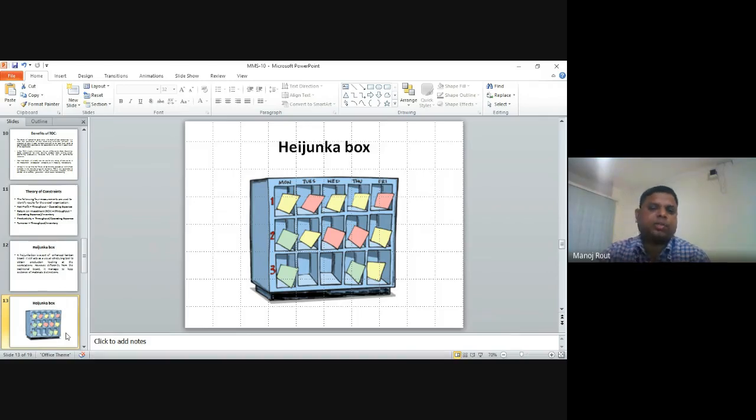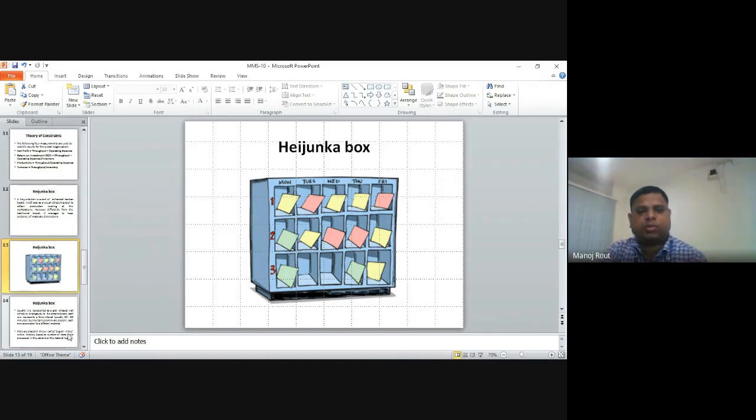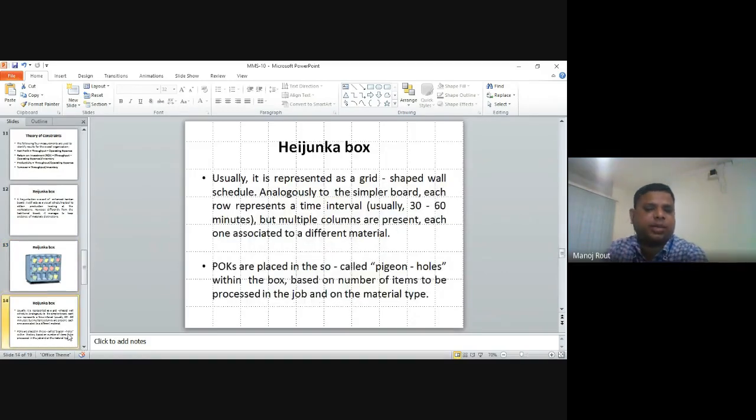For example, in case of Monday, who use this particular material, they directly mention it in that particular card. This is the advanced form of Kanban card. But whenever you go to the function of Heijunka box, it usually represents a grid and shape wall schedules. Analogically to a simpler board, each row represents the time interval, usually 30 to 60 minutes, but multiple columns are represented and each one is associated to different materials.